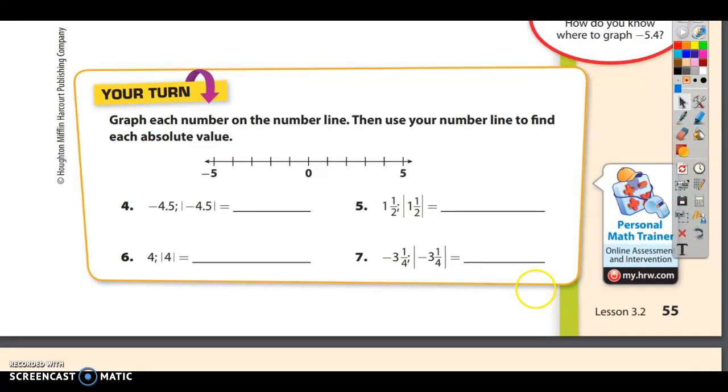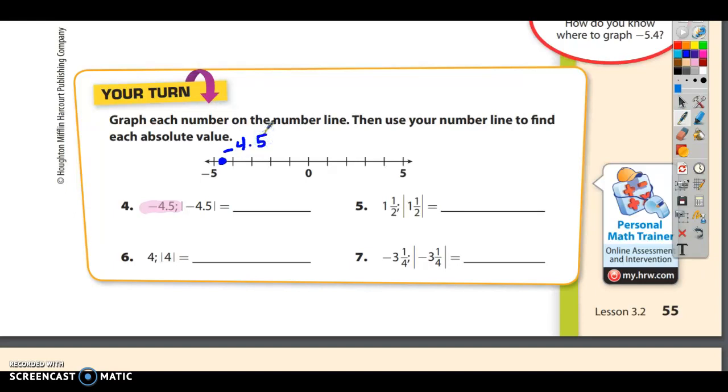All right, let's check out the your turn. You could try these. These are pretty simple. You could try these first and then check your answers. Graph each number on the number line, then use your number line to find each absolute value. So if you're looking at these and thinking, what does all this mean? The first number right here, you're supposed to graph. Negative 4.5. So this will help us practice. So negative 1, negative 2, negative 3, negative 4, and then 0.5 means a half. So I go halfway. There's negative 4.5.